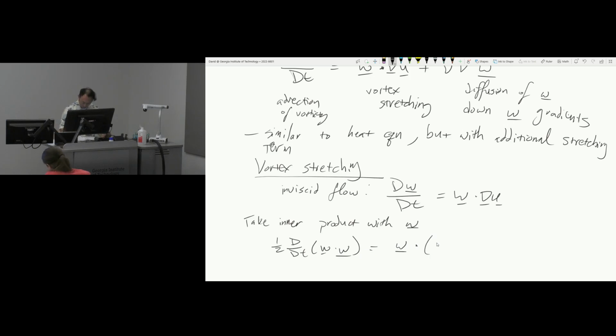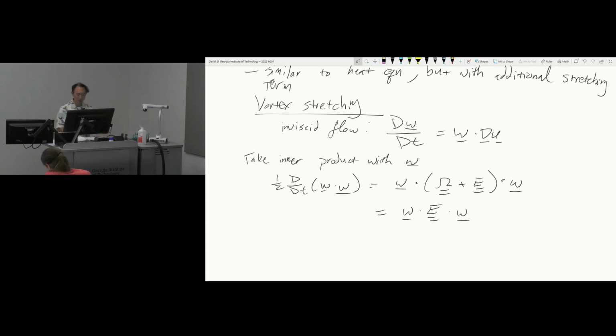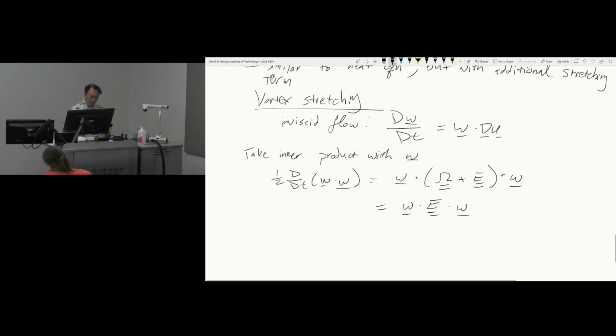let's separate u into these two parts. And we already know that anything dotted with the antisymmetric part dotted with itself is going to be 0. So this just becomes omega dot e dot omega. So we see the rate of strain is not just important for changing the position of your fluid, but it's also important in changing vorticity. This means that vorticity is amplified by local strain.